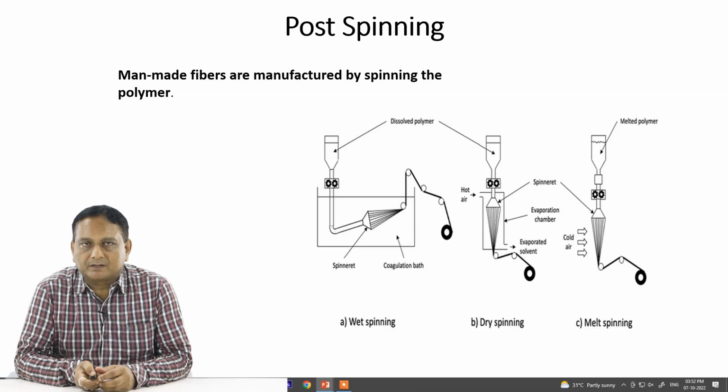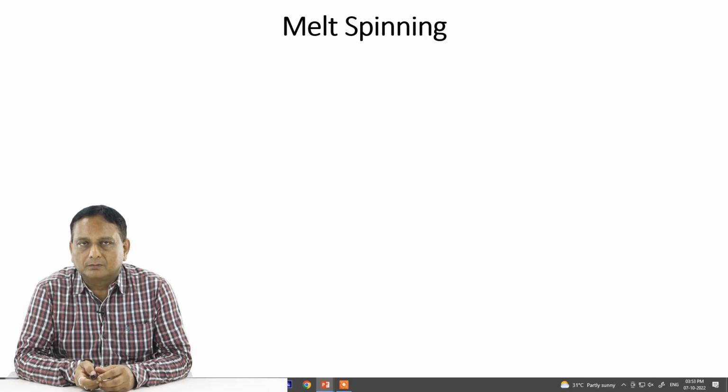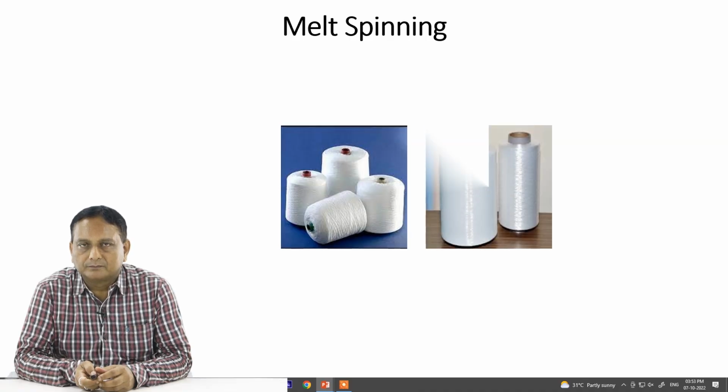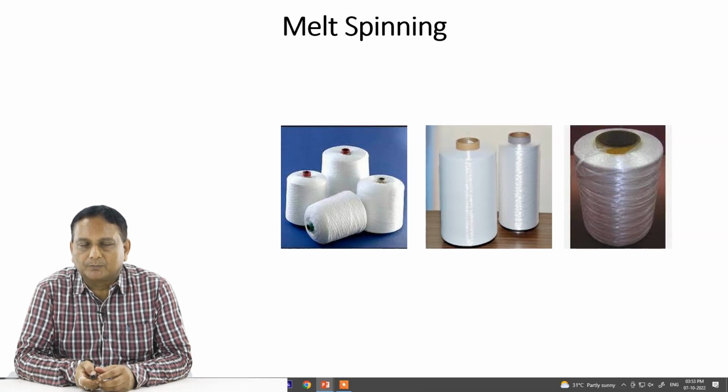Now man-made fibers are manufactured by spinning the polymer. So man-made fibers are produced from polymeric material. So these are very common. Now let us start with melt spinning, and how polyester filament yarn is produced. So you can see different types of yarn, filament yarn and lustrous yarn. Those are all produced in the melt spinning process.